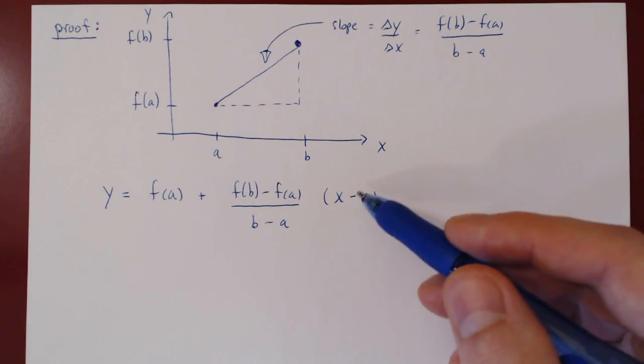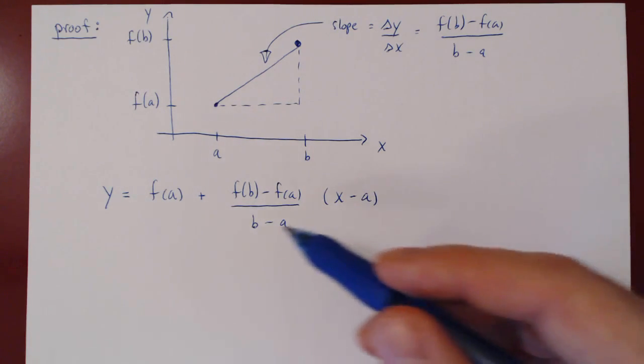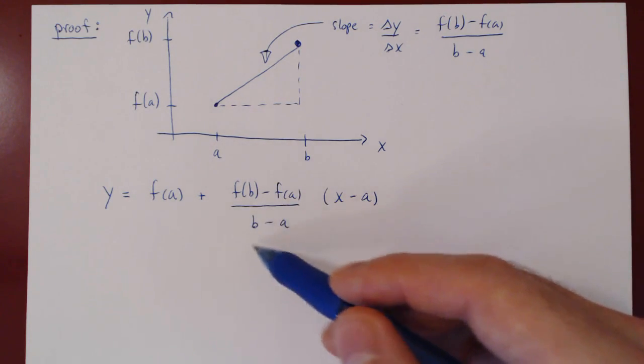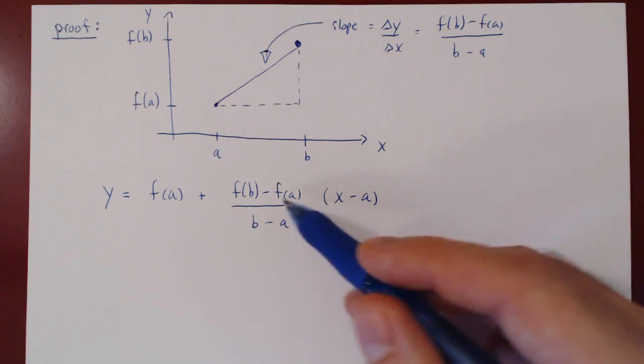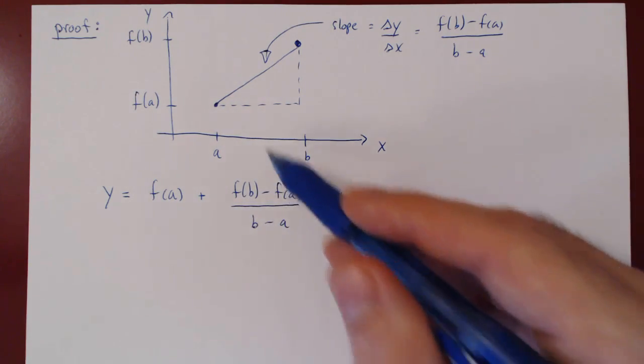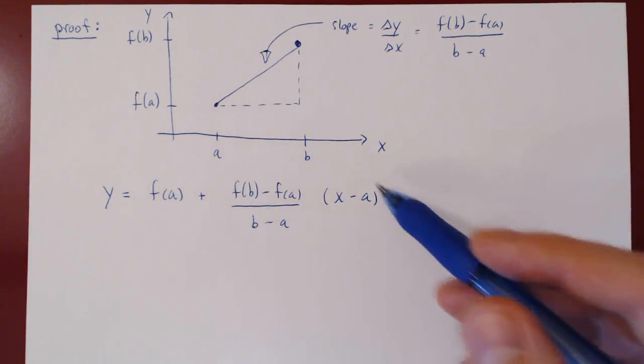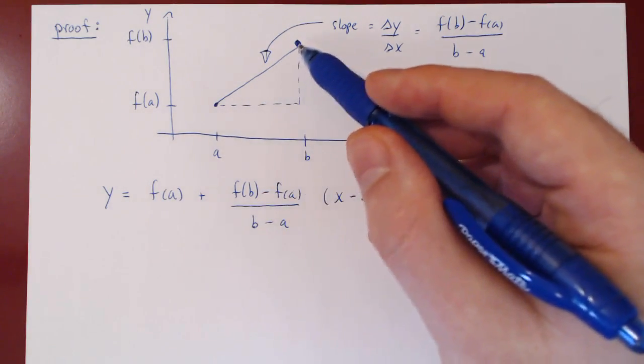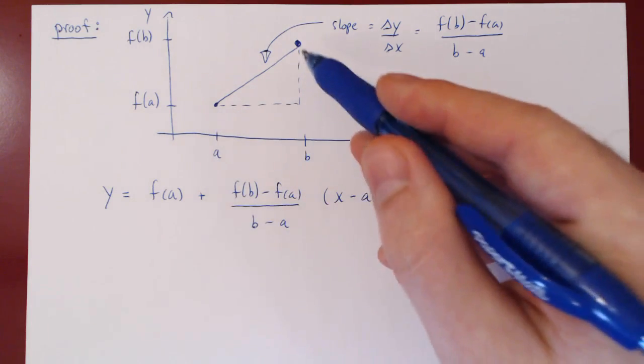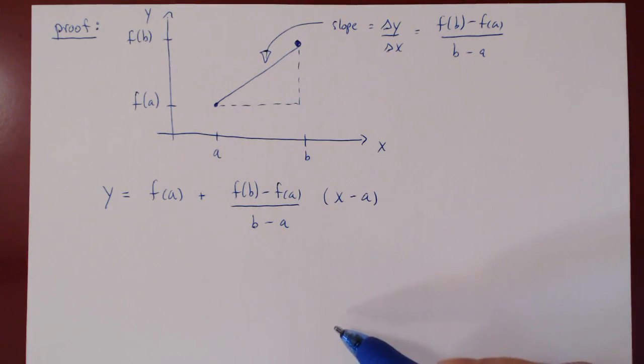And what is the slope of our line? Well, that's the multiple of x, right? So if you look, this term multiplies x. So this is the slope of our line, which is the slope of this line. And so what we have found here is the equation of the line passing through the points (a, f(a)), (b, f(b)).